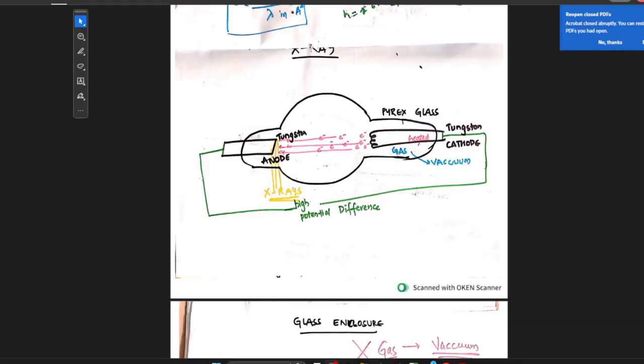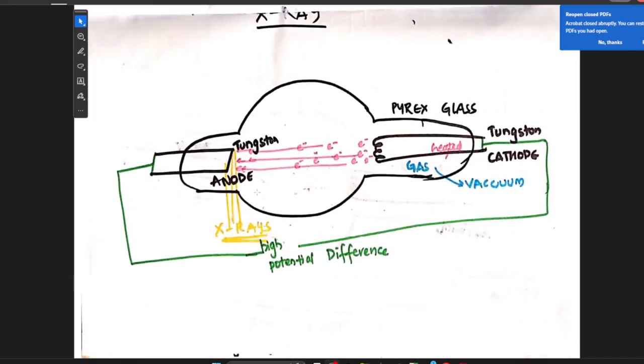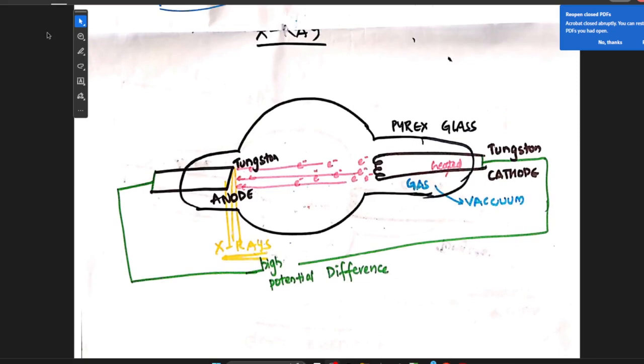Hello friends, let us now learn some important points about the production of X-rays. In the last class we just learned some introduction points. Right now, let us learn some important points about how the X-rays are produced.